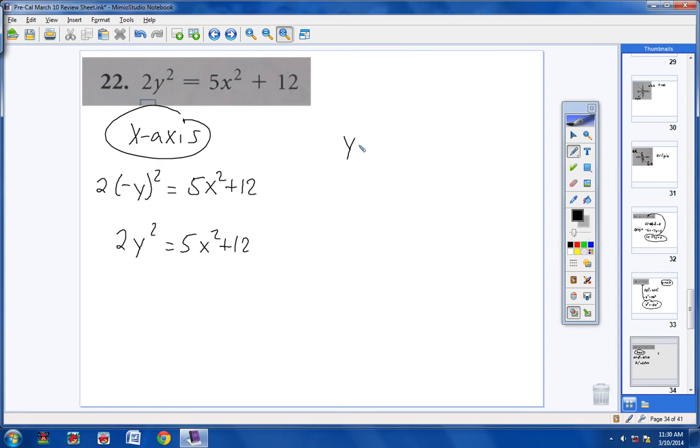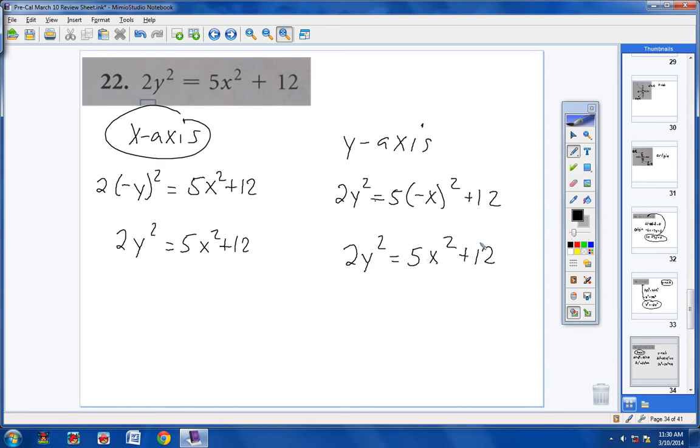Now let's check for y-axis symmetry. So everywhere there's an x, I'm going to substitute a -x. Well, a negative x times a negative x is a positive x squared times 5. So 5x squared plus 12. So yes, I get out the original problem. So yes, we have y-axis symmetry. And then origin symmetry is going to be yes also.